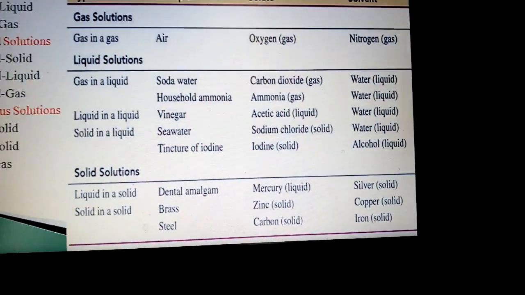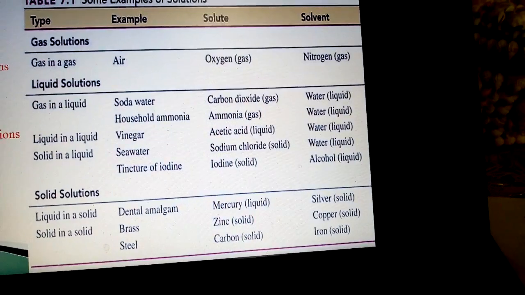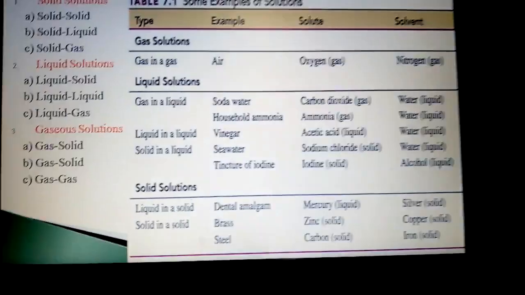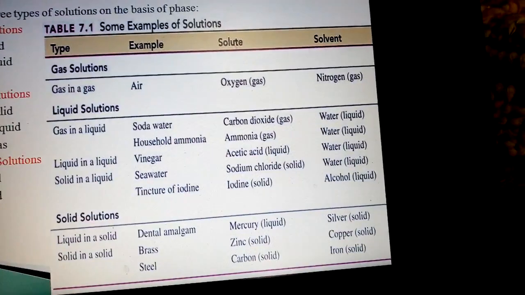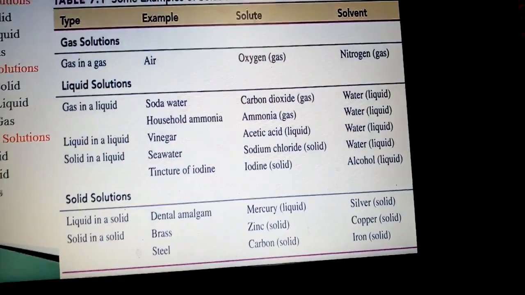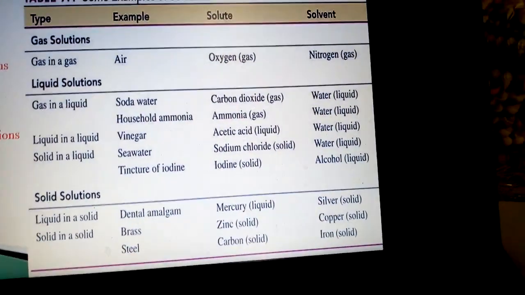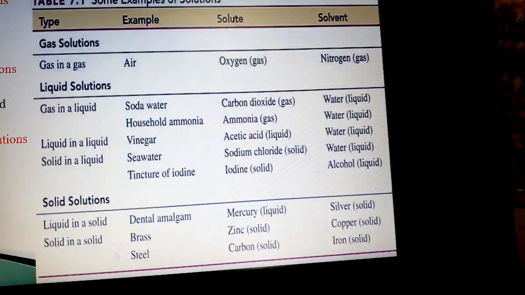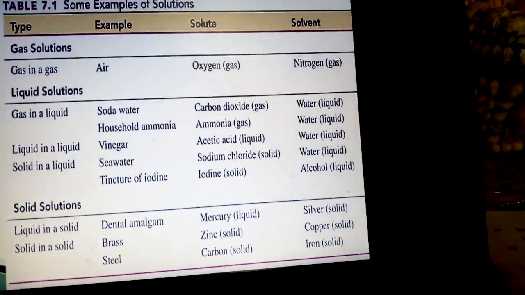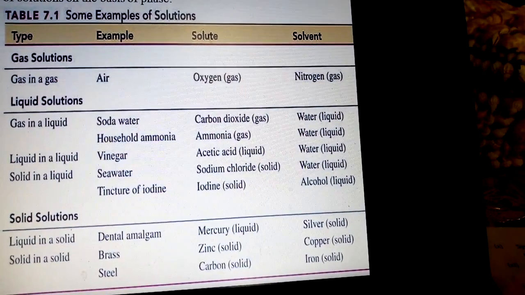Then the last example of types of solutions on the basis of phase is the gaseous solution. In that we can take the examples of gas-solid, gas-liquid, and gas-gas solutions. For gas-solid we can take the example of smoke, where carbon is present in the air. In gas-liquid we can take the example of water vapor in the air, and the gas, the presence of which is also visualized in that slide.